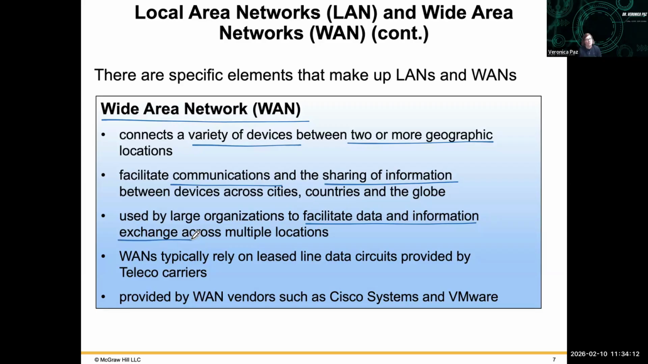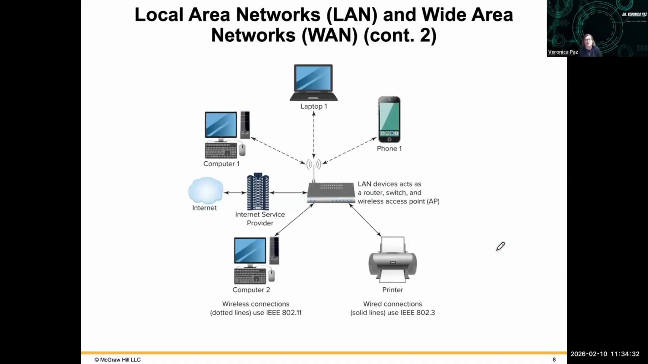We're usually trying to use this to facilitate data and information exchange across multiple locations. Like I said, you might want to share with your sales team, and make sure that they have enough data in order to provide those sales and turn those into revenue. Usually some vendors, Cisco Systems and VMware, are like the top vendors that provide wide area networks. And this is what it looks like, right? So here you have local and wide area networks.